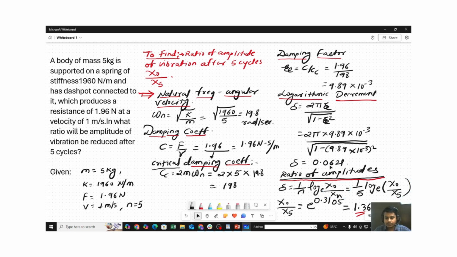So delta is equal to 0.0621, equal to 1 by 5 log to the base e of x0 by x5. By simplifying this, we get x0 by x5 equal to e raised to 0.3105, and that value is 1.364. So in this way we can find the ratio x0 by x5, which comes around 1.364. Thank you.